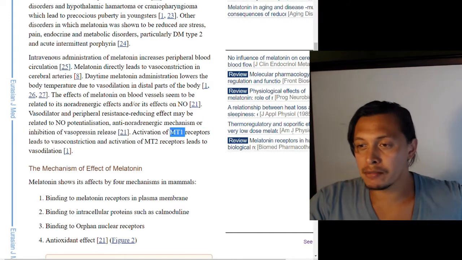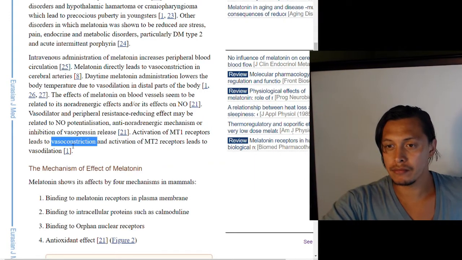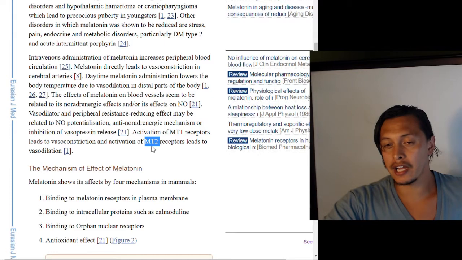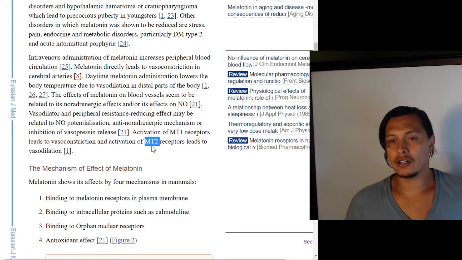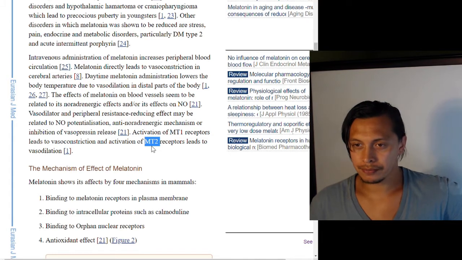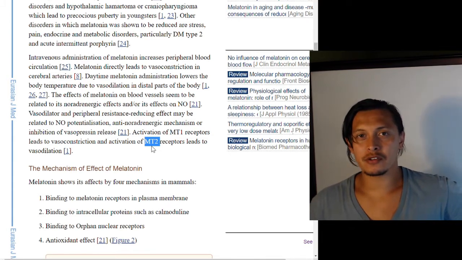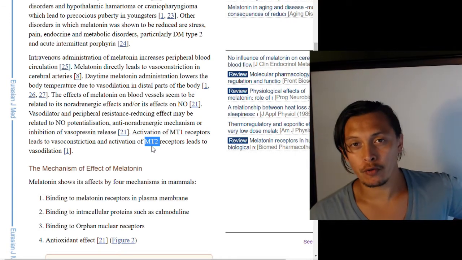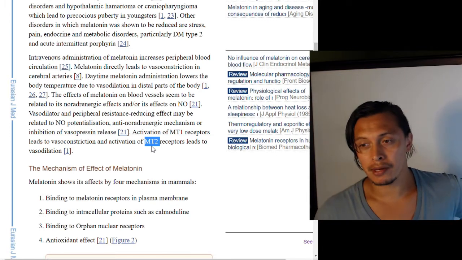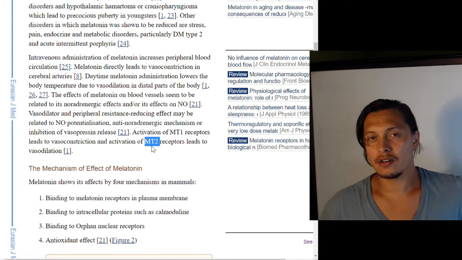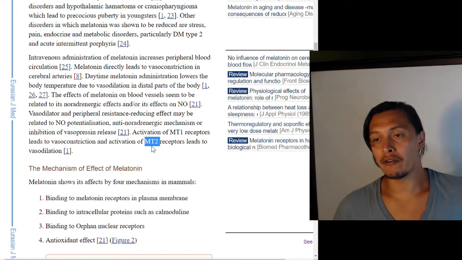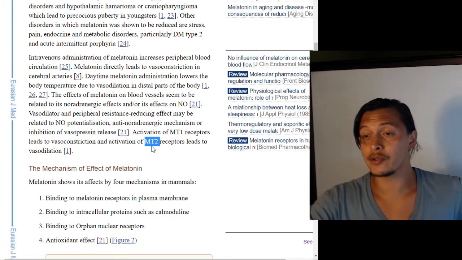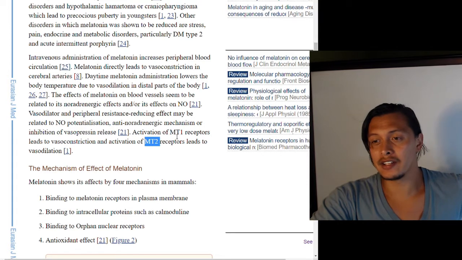So activation of the MT1 receptors leads to vasoconstriction, okay, and activation of the MT2 receptors leads to vasodilation. So this would tell me that blood vessels that constrict in response to melatonin would preferentially express the MT1 receptors. But if they want to dilate in response to melatonin, then they will preferentially express the MT2 receptors.